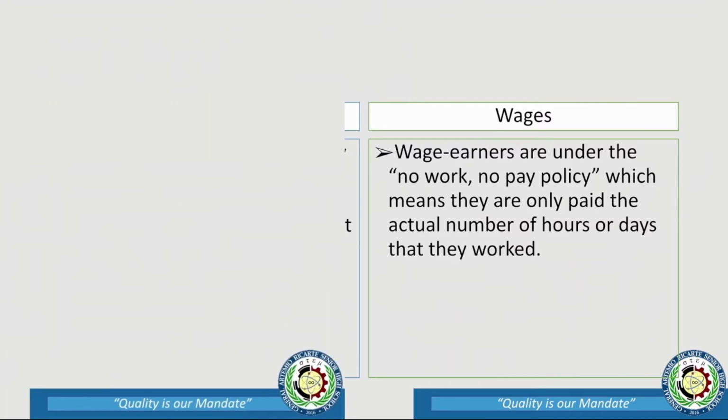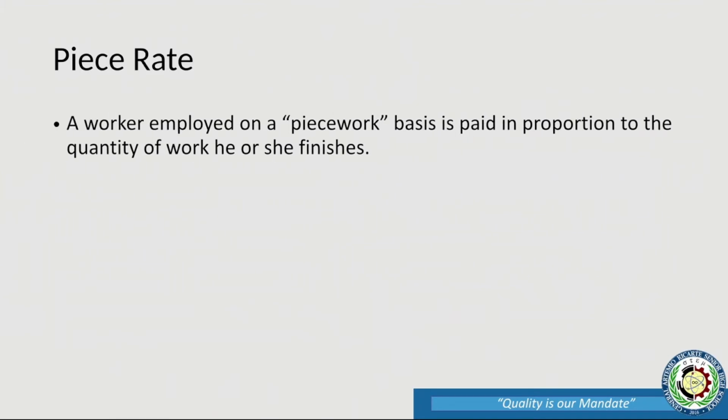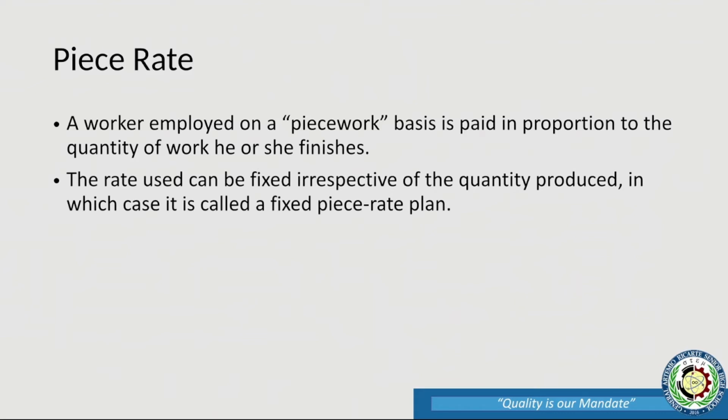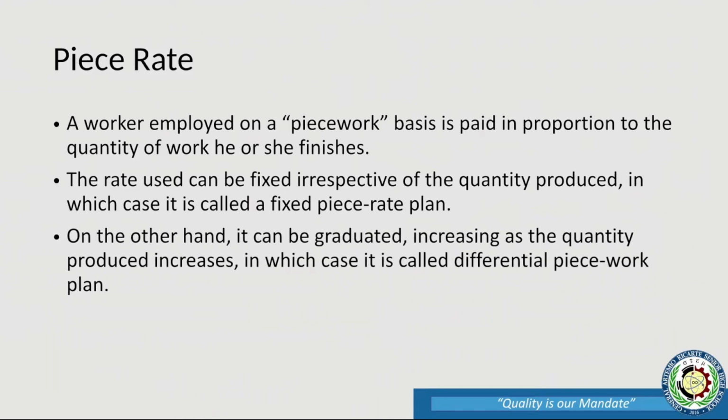Now let's move on to the piece rate. A worker employed on a piecework basis is paid in proportion to the quantity of work he or she finishes. The rate used can be fixed irrespective of the quantity produced, in which case it is called fixed piece rate plan. On the other hand, it can be graduated, increasing as the quantity produced increases, in which case it is called differential piecework plan.